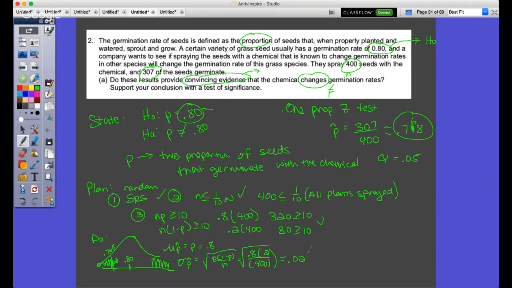Now it becomes the normal distribution part, the normal CDF. So we'll use normal CDF. Again, make sure we write it out: lower, upper, mean, standard deviation.